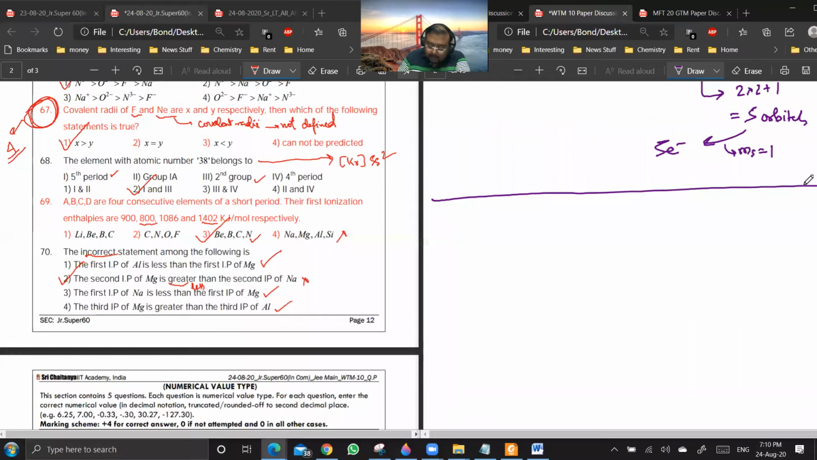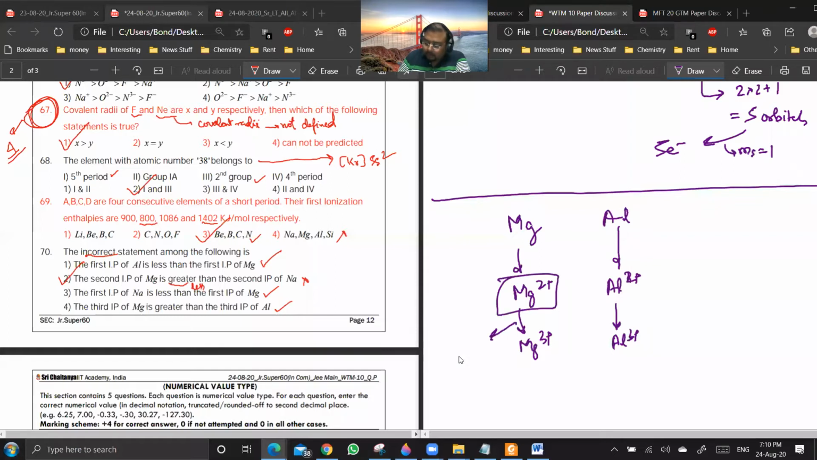So you see in 70, you are having magnesium and aluminum. Now, if I am talking about third IP, this means I am talking about Mg2+ going to Mg3+, and in this case Al2+ going to Al3+. This is disturbing a stable configuration, so this IE will be very high. And this is going to a stable configuration, so it will be lower. Getting my point? So the statement that the third IP of magnesium is greater than the third IP of aluminum is correct. They are asking for the incorrect one.